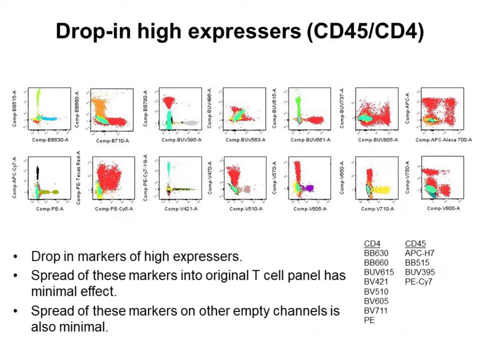Each of the single stains is represented by a single color, while the core panel is in red. So in red you have your core panel again, and the single stains are in different colors. Some fluorochromes like APC-H7, BB515, BUV395, and PE-Cy7 are suitable to be paired with an extremely highly expressed marker like CD45.